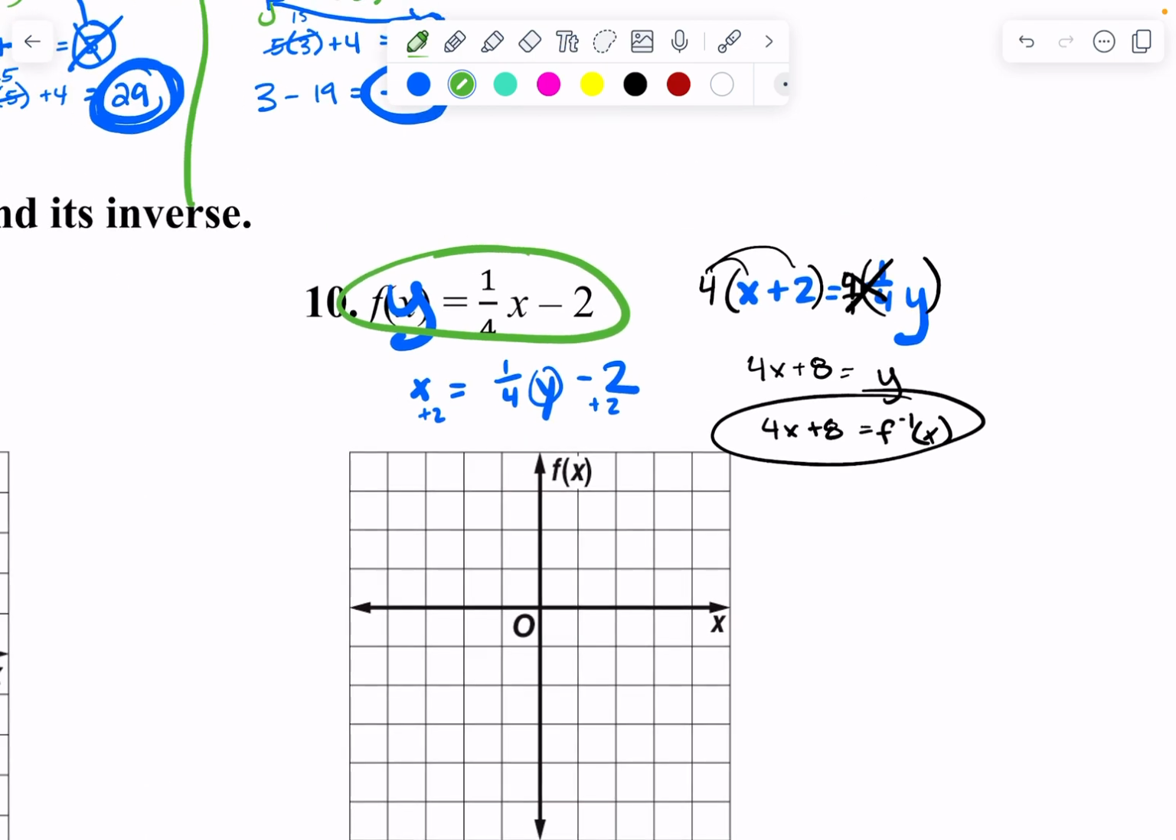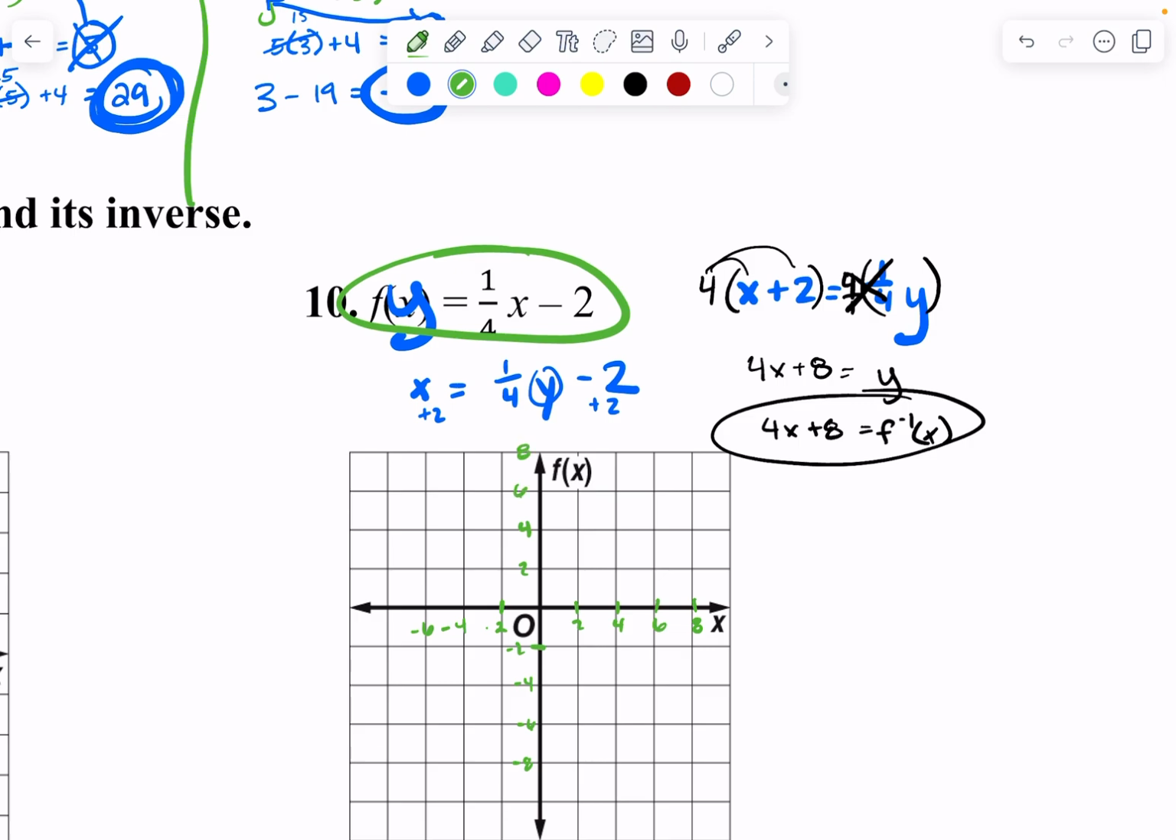So if I graph my original, I'm going to go off the chart. I'm going to go by 2's. So I'm going to say this is 2, 4, 6. You do whatever you want, but I'm going to go by 2's. -2, -4, -6, -8, and 2, 4, 6, 8, etc.